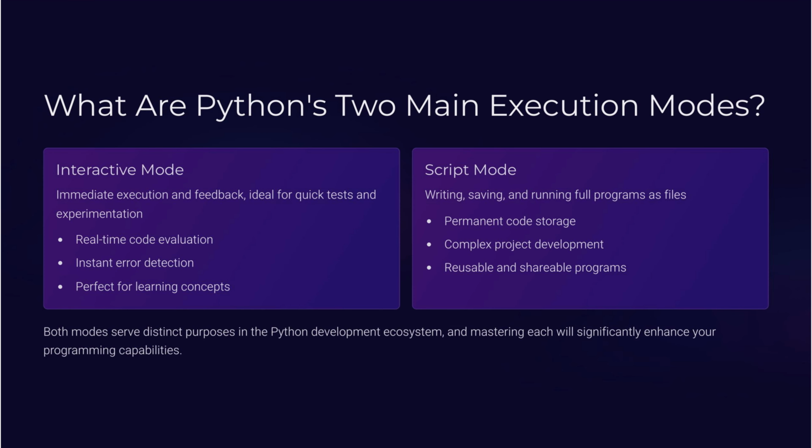Python's two main execution modes are interactive and script mode. Interactive mode offers immediate execution and feedback, ideal for quick tests and learning. Script mode allows writing, saving, and running full programs, perfect for complex projects and reusable code. Mastering both enhances your programming capabilities significantly.